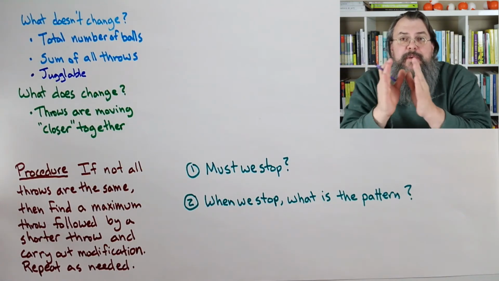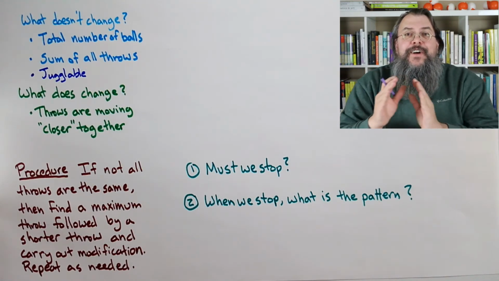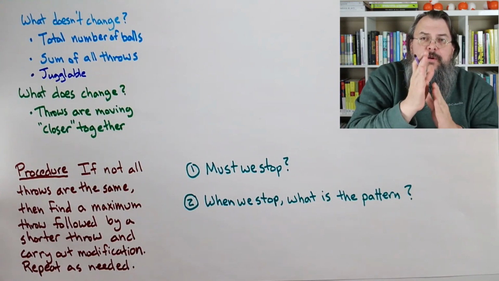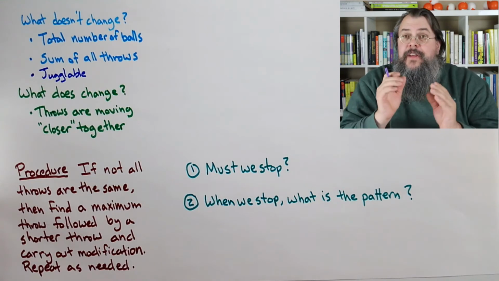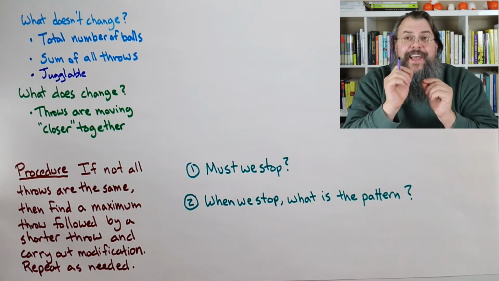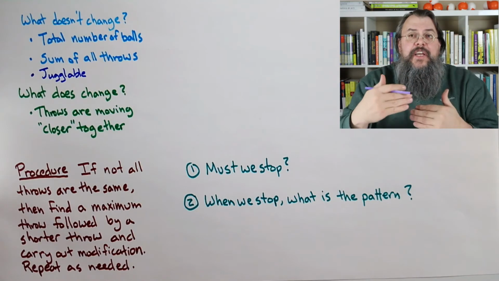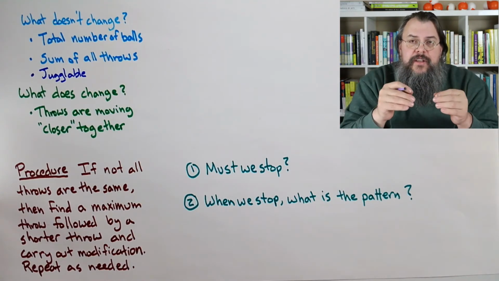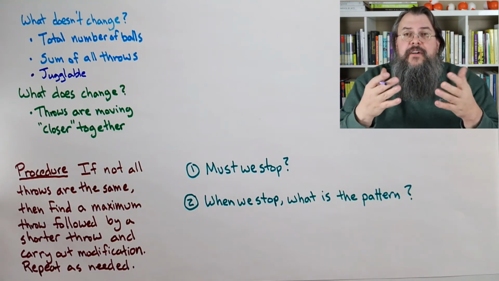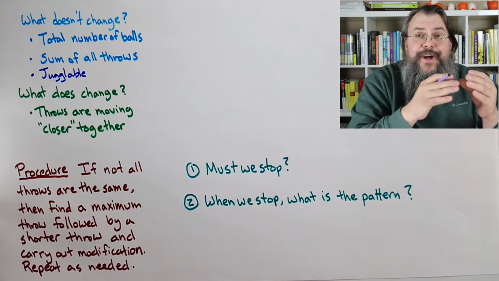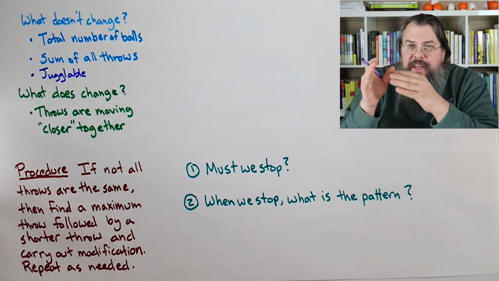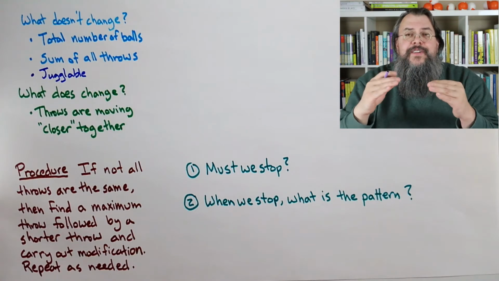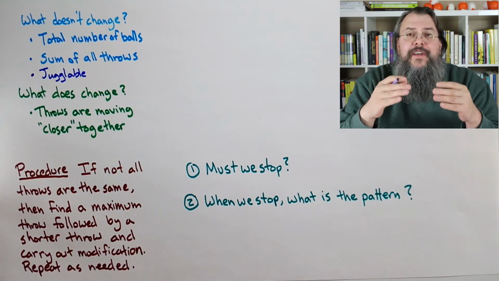That's our B pattern. Okay, so if we're not in that, we scan for a maximum height where there's a smaller number right after it, which means there's a nesting. If we find such a thing, then apply that change. And so we say, all right, we got rid of that nesting, and now we have a new juggling pattern. Great. Repeat the process. We scan, look for a maximum throw followed by a smaller throw, and repeat.